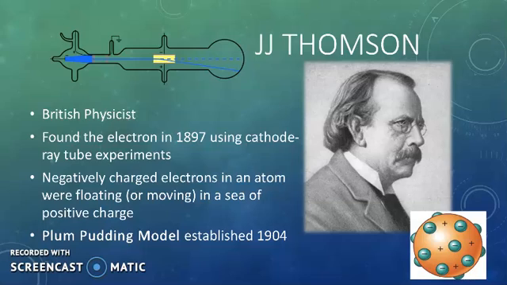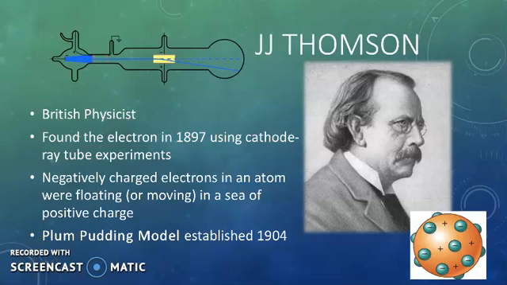He did these multiple times. So what he discovered was that there are negatively charged electrons in an atom that were moving in a sea of positive charge. His model we call the plum pudding model, which he established in 1904. You can see his plum pudding model in the bottom right.